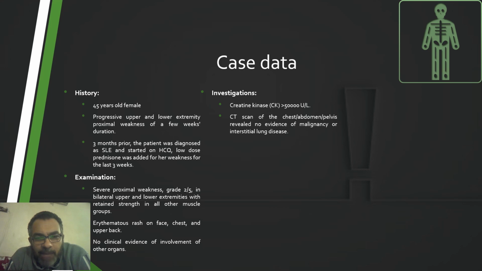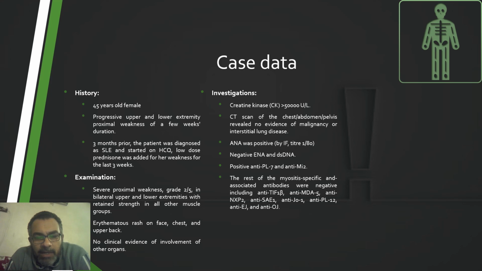CT scan of the chest, abdomen, and pelvis revealed no evidence of malignancy or interstitial lung disease. ANA was positive by immunofluorescence with a titer of 1/80. Negative ENA and anti-double-stranded DNA, but positive anti-PL-7 and anti-Mi2. The rest of myositis-specific and associated antibodies were negative, including anti-TIF1 beta, anti-MDA5, anti-NXP2, anti-SAE1, anti-Jo1, anti-PL12, anti-EJ, and anti-OJ.